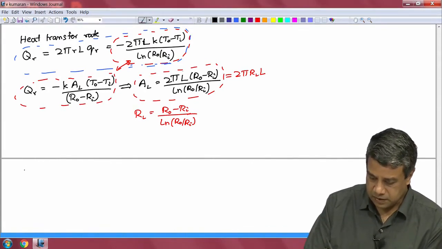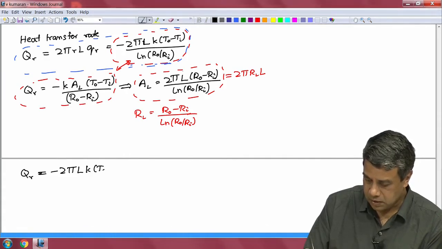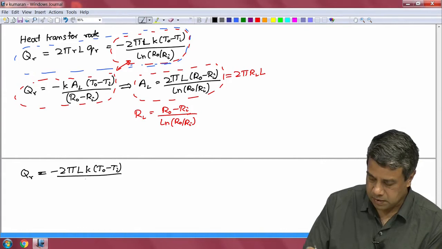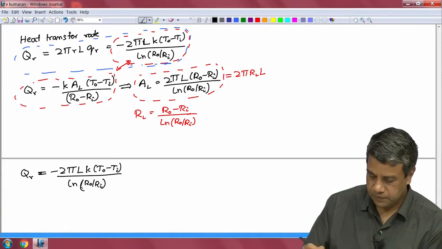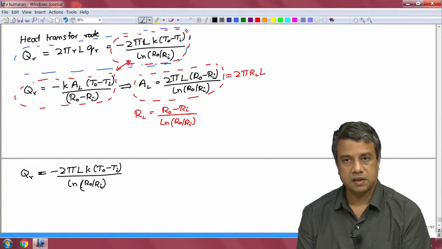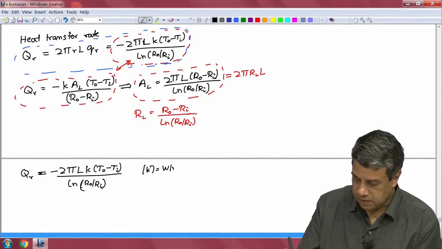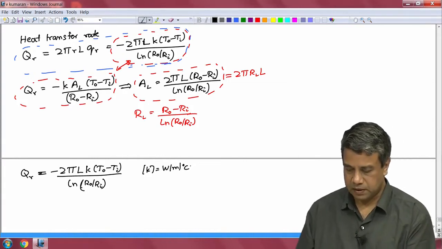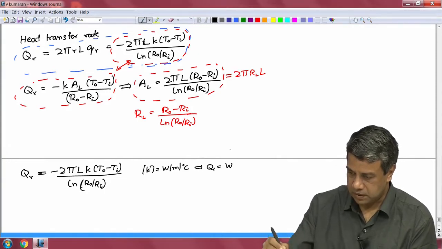So what we have got so far: Q r is equal to minus 2 pi L k into (T naught minus T i) by ln of R0 by R i. You can verify that this has the correct dimensions. k has dimensions of watts per meter per degree centigrade, which implies that Q r has dimensions of watt.